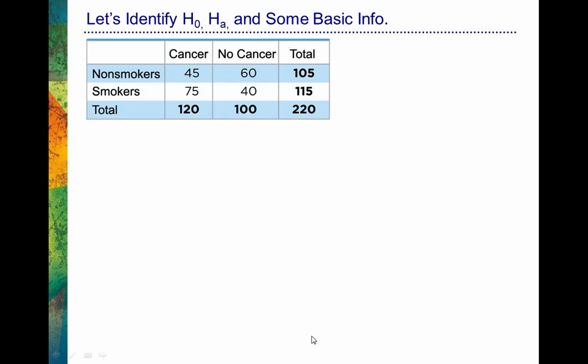So let's talk about this in a little bit more detail. Let's just identify, kind of looking toward the future here, what our null hypothesis would be, what the alternative hypothesis would be, and then some other basic information to make sure we know how to read this table.